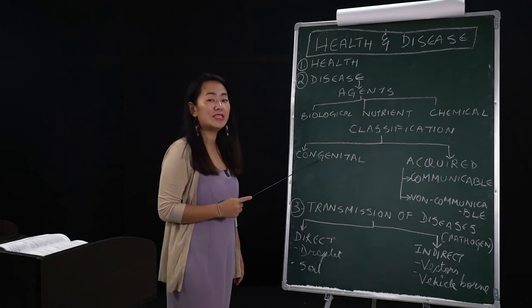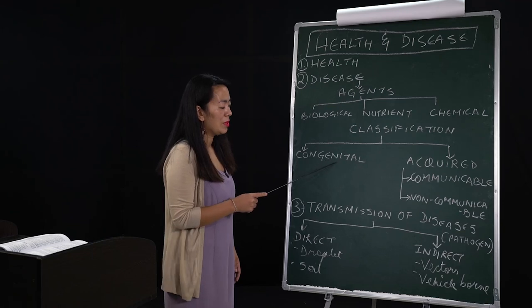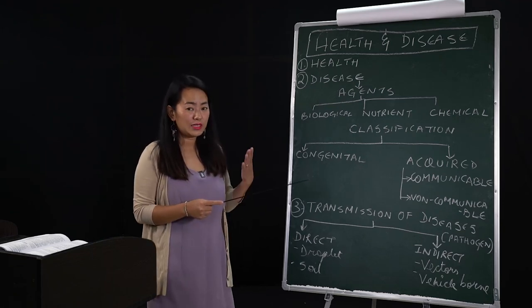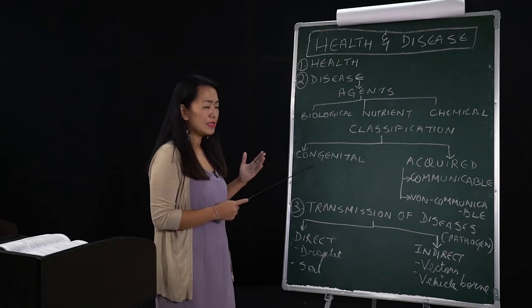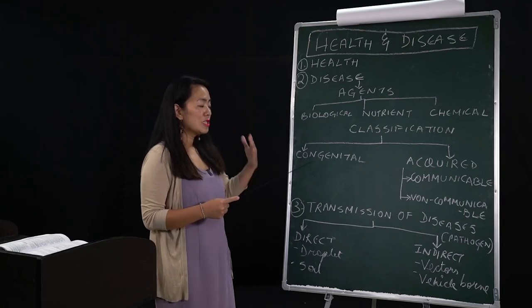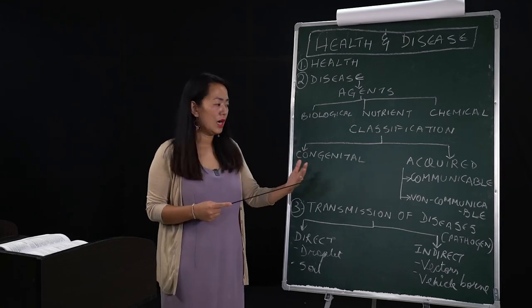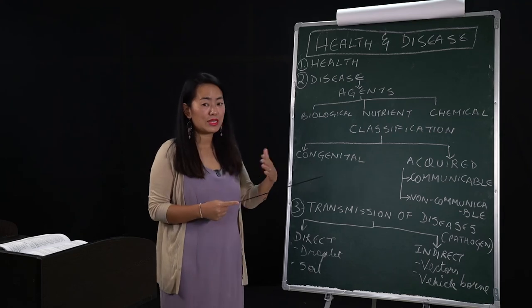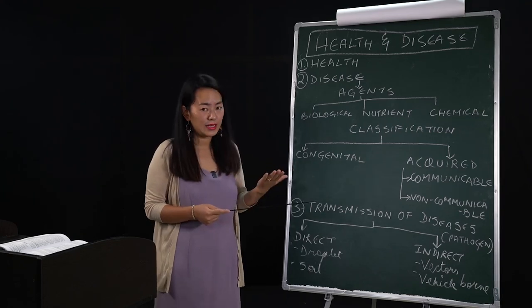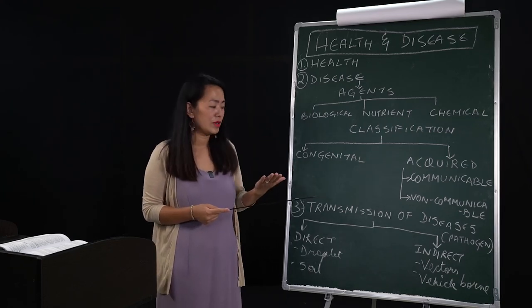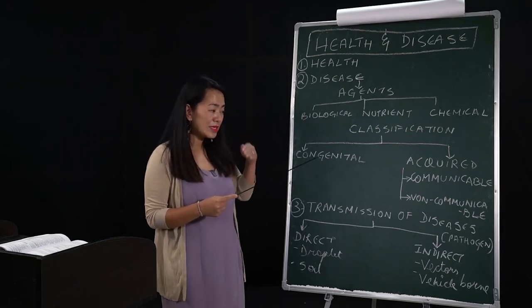In case of congenital, the word gen, remember that, indicates that it is related with genes. That means it is a disease which is transmitted from one generation to the other, and which shows in the next generation, like sickle cell anemia. You know what sickle cell anemia is, right? The RBC becomes sickle shaped.